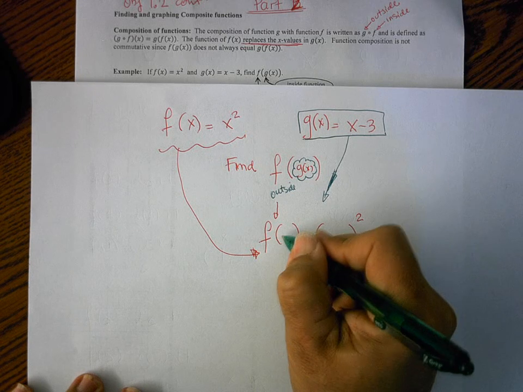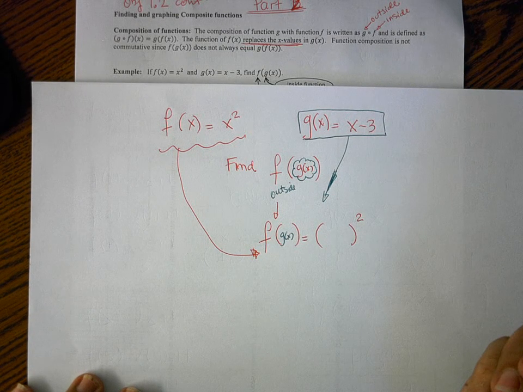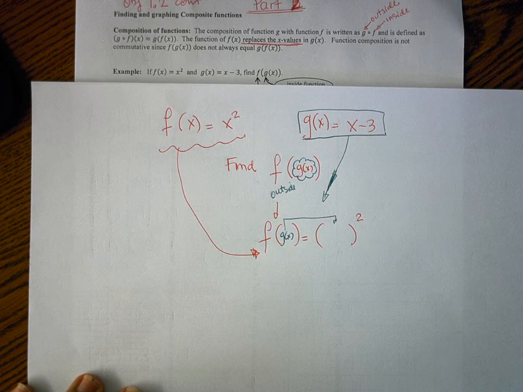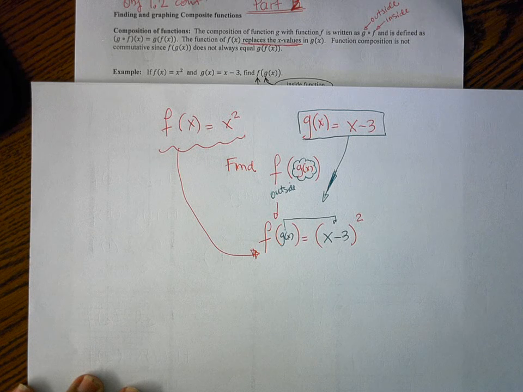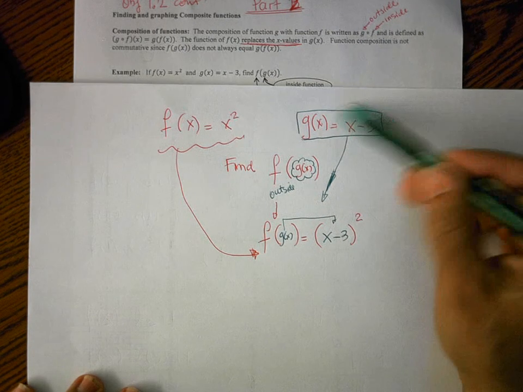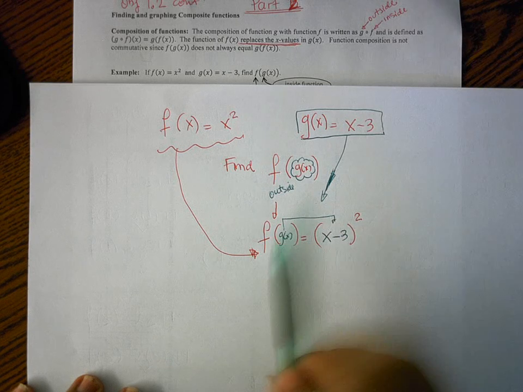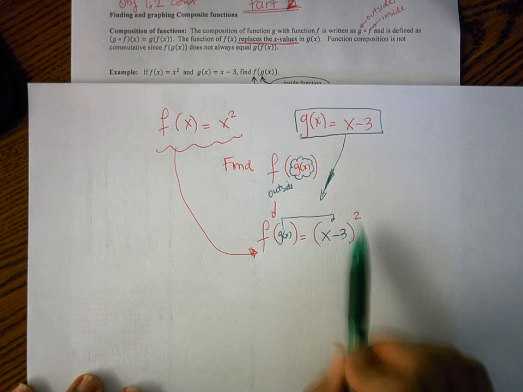So in here, I'm going to put g of x is the name of the function. And over here, I'm actually going to put the rule of the function. And the rule is x minus 3. So I put the g function, which is x minus 3, inside of f of x. Over here's their names, okay, f of g of x, and over here's their rules.